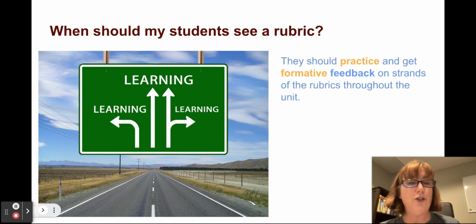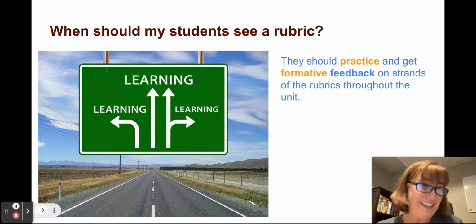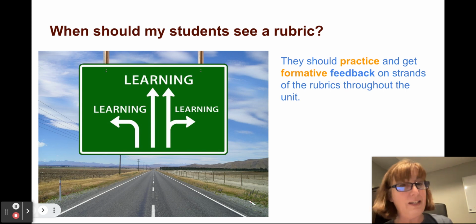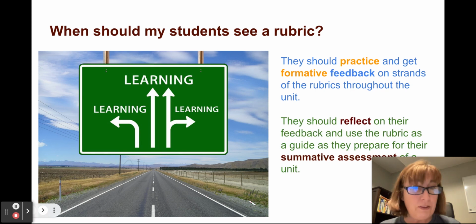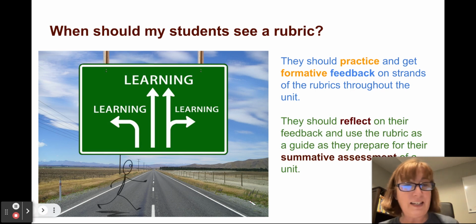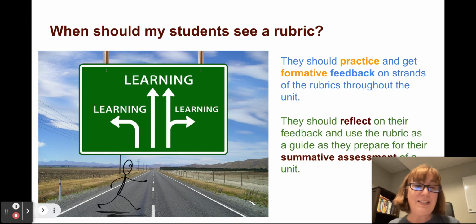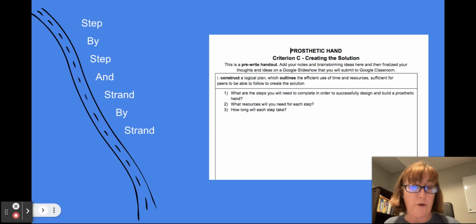So students shouldn't just see rubrics at the end, as I've been saying, but they should practice and get formative feedback on the strands of the rubrics throughout the unit. And they should reflect on that feedback and use the rubric as a guide as they're preparing for their summative assessment. So the rubric really can be a lesson planning tool for you.